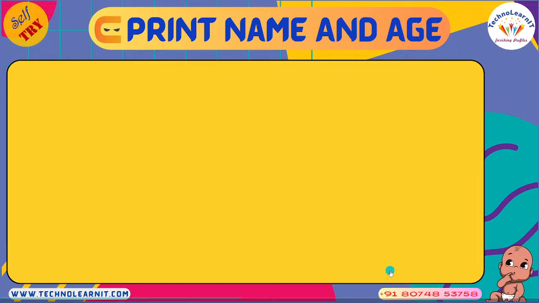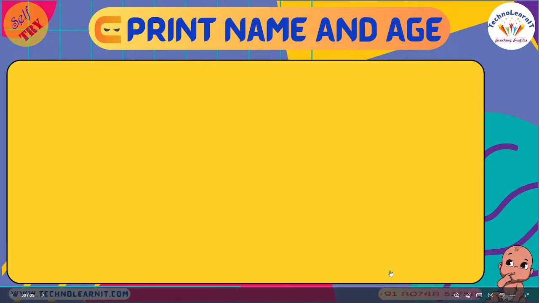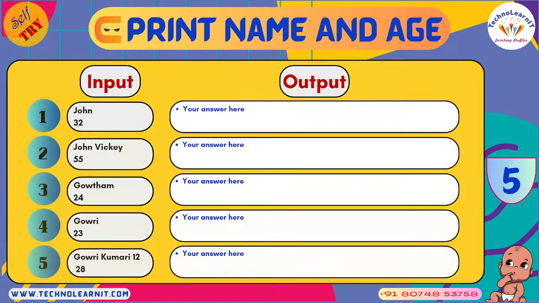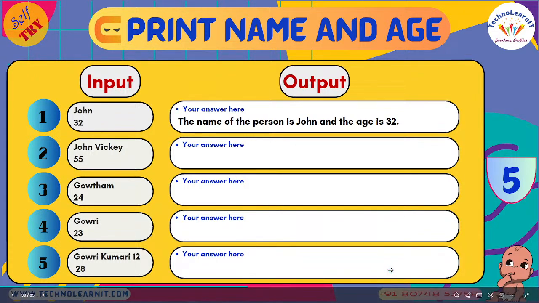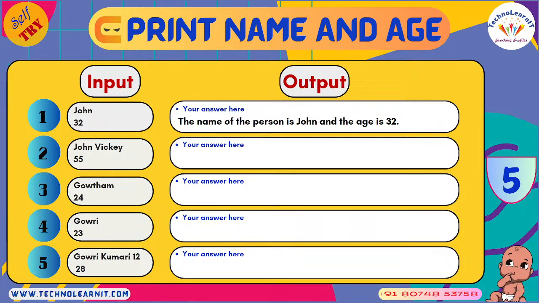How do you achieve this? A program to print name and age. Let us look at some examples. When the input is John and the second input is 32, the output should be: The name of the person is John and the age is 32. And observe the full stop at the end. You have to follow this exact syntax. When the input is John Wiki with a value 55 in the second input, the output should be like this. Hope you understand all this, right?